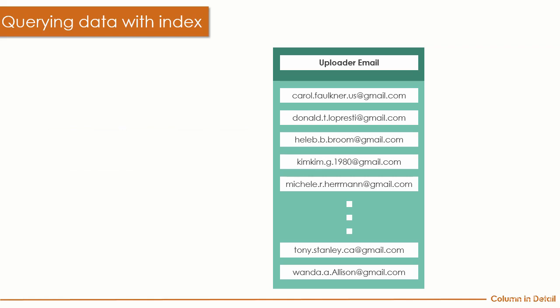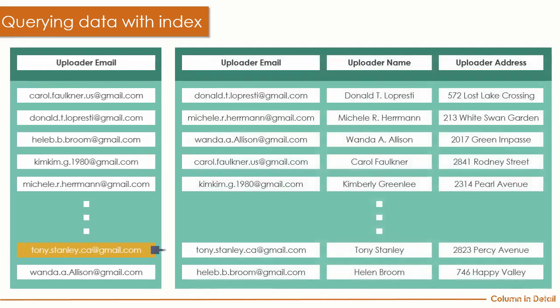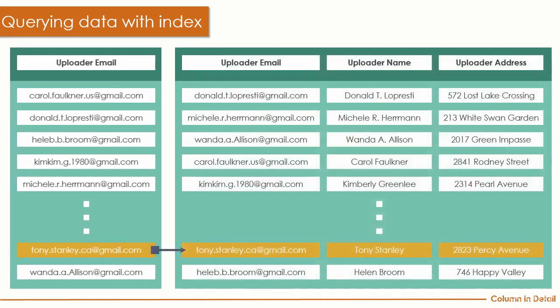After that, you go in another direction to narrow the search scope. Finally, you just go through 2 or 3 steps, then you will find Tony.Stanley. Then you can link to the corresponding row of the actual data. So you see it's much faster. If you just have hundreds of rows, it doesn't matter.